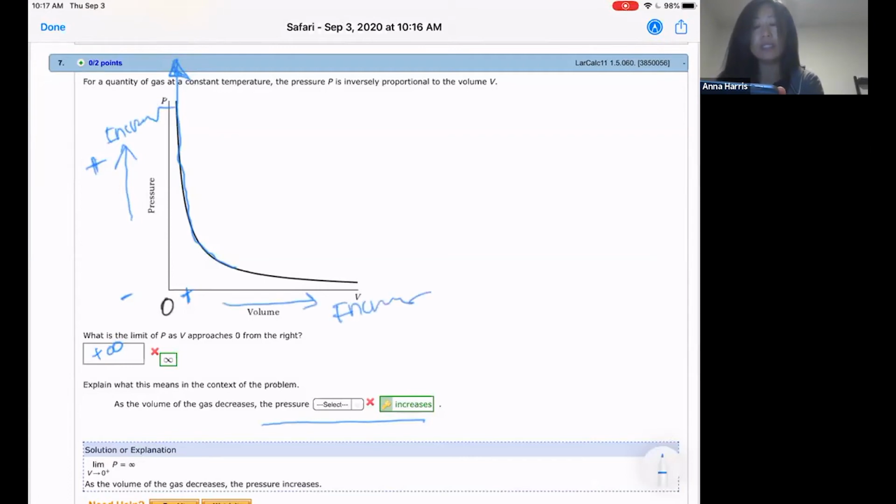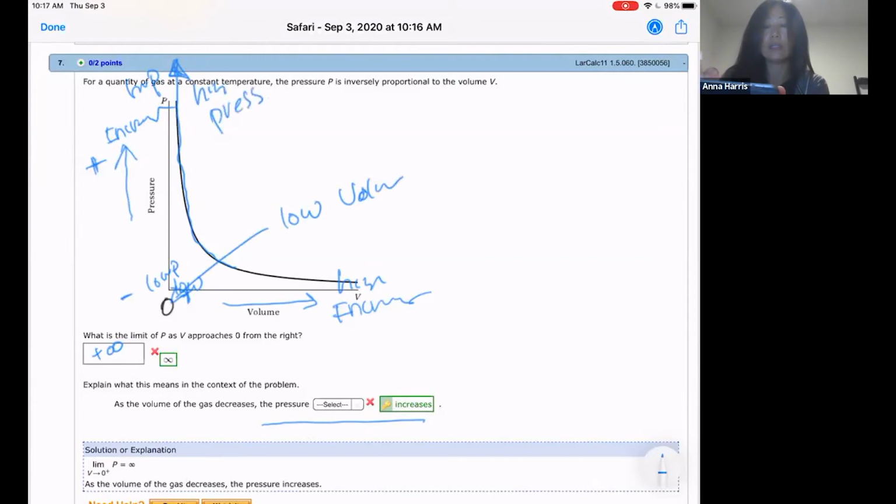So when volume decreases, because over here is low volume and this is high volume, this is low pressure and this is high pressure. Going up means high pressure, going right means high volume. So over here, being close to 0 means what? Low volume and high pressure. So when the pressure increases, what happens to your volume?